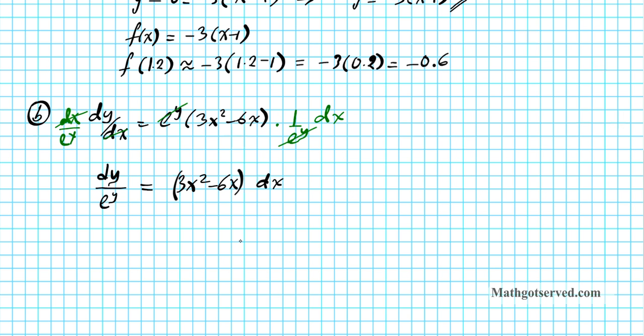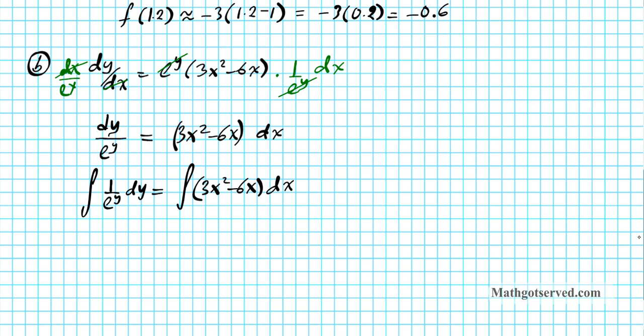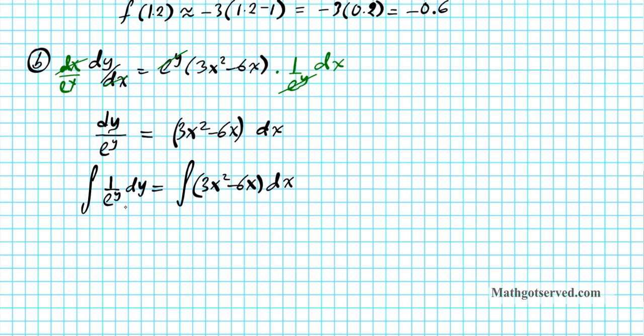All right, so to get rid of the dy's, we have to integrate both sides of our equation. So we're going to find the antiderivative of 1 over e to the y dy equals the integral of 3x squared minus 6x dx. Okay? This integral right here, you have to be really careful when evaluating it. So we can write this integral as e to the negative y dy, and then we can use the power rule for integrals to evaluate this.